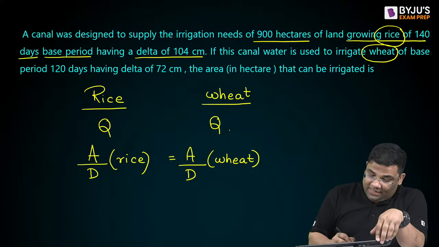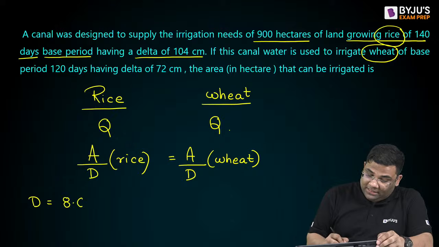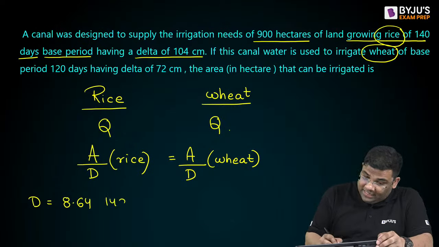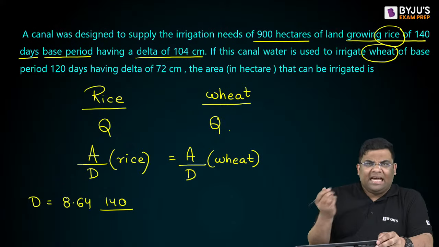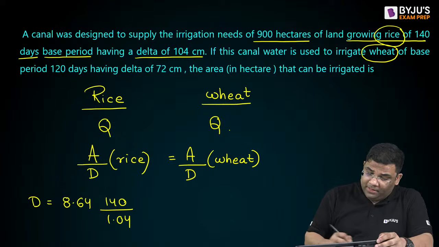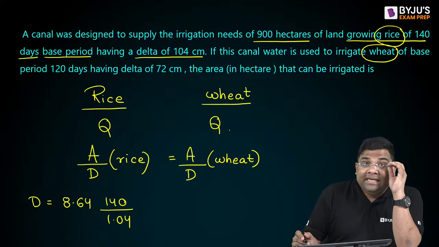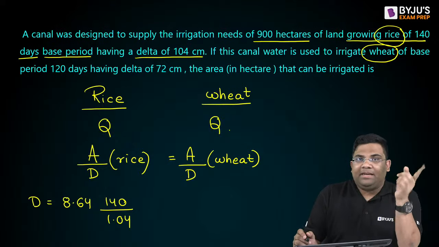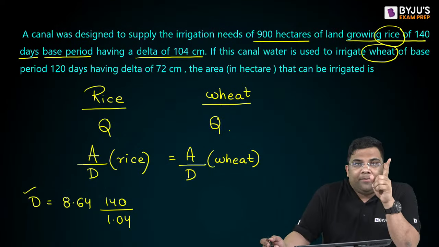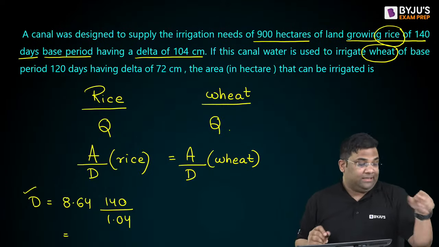And can I find out the duty for rice? Yes, we know the formula: 8.64 times the base period for rice, which is given as 140 days, divided by the depth of irrigation, delta. Delta is given in centimeters, so I'll convert it into meters, because the units are such that the base period is in days and the depth of irrigation is in meters, and this will be in hectare per cumec.